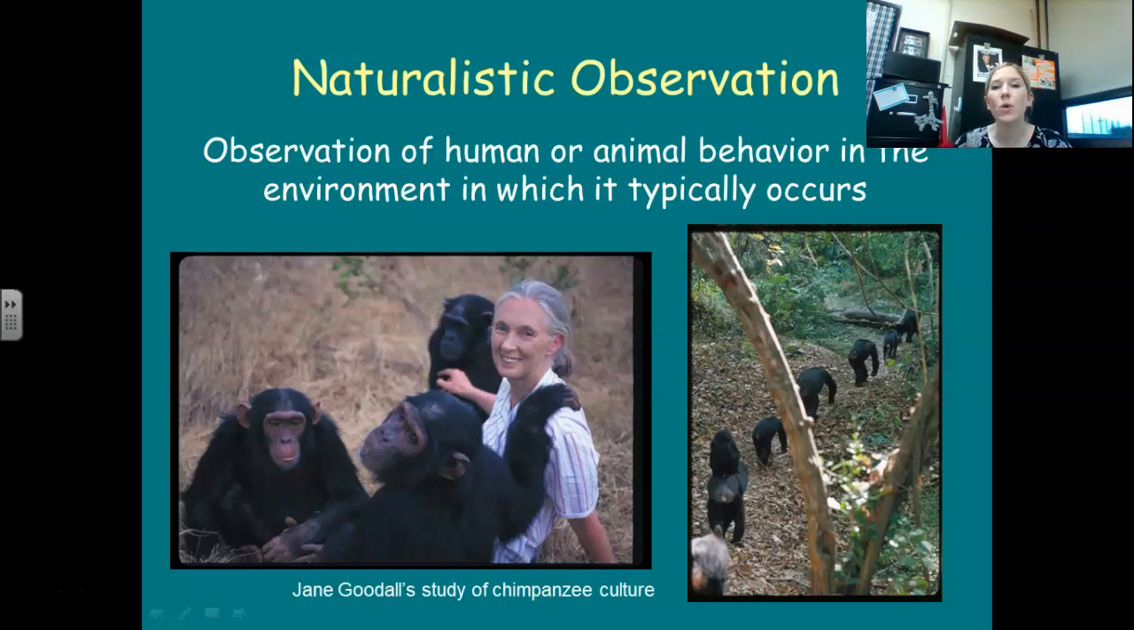But what you're doing is you're watching the human or the animal in their natural environment, as it would, in theory, typically occur. Because one of the biggest problems for naturalistic observation is that when we know we're being watched, we can change our behaviors a little bit.